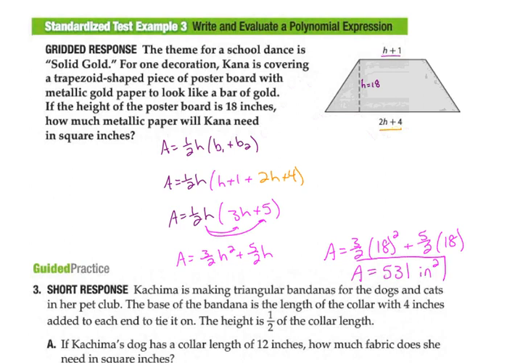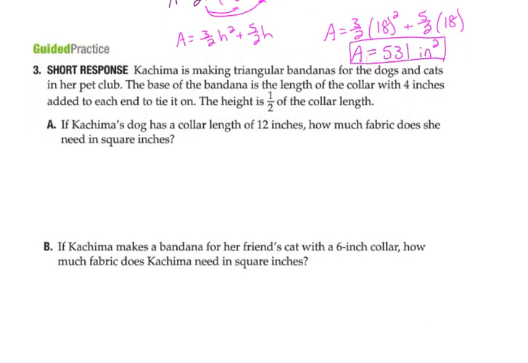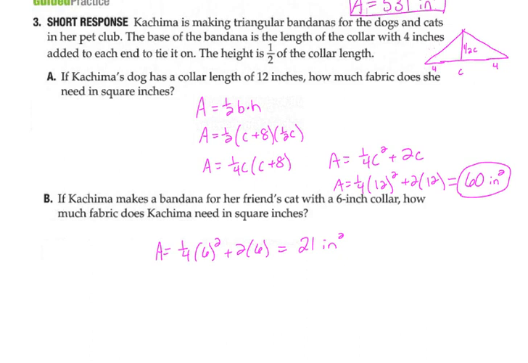Okay, so that's how geometry comes into play with situations like this. All right, go ahead and try guided practice 3. Okay, this is a good problem because these are the type of problems we're going to see later, where we have a base of the bandana of the collar, but we want to add on 4 inches to each side in order to have enough room to tie it on. They say that the height is 1/2 of the collar length. So when we start looking at how to design things later in life, these are the type of problems that we're going to look at.